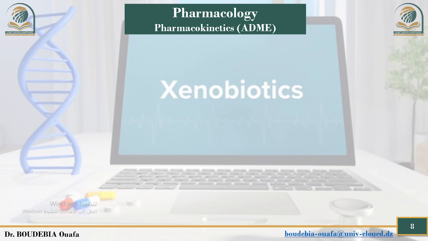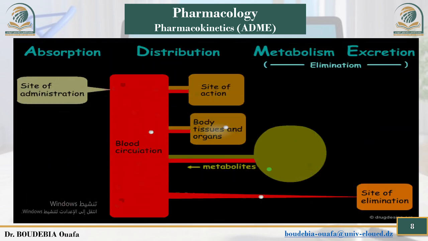The links with pharmacology. Pharmacokinetics is how the body handles drugs. Absorption: how the drug enters the bloodstream. Distribution: how it spreads through tissues. Metabolism: how it's broken down, often in the liver. Excretion: how it's eliminated, mostly through urine or bile.